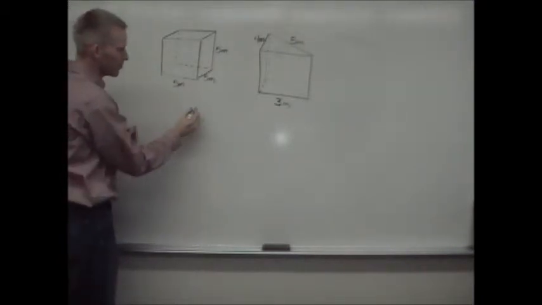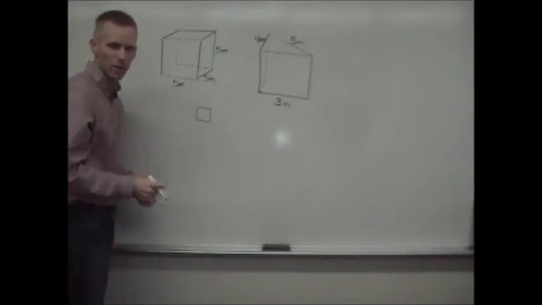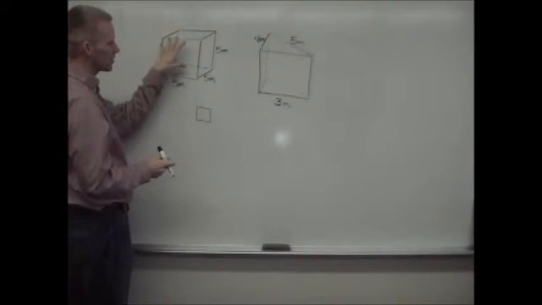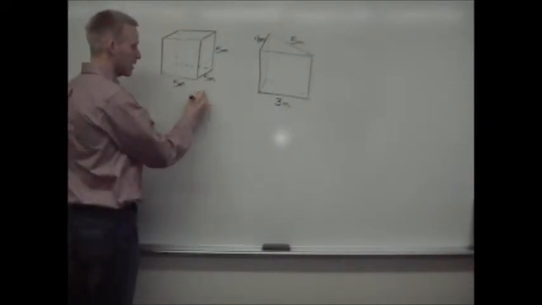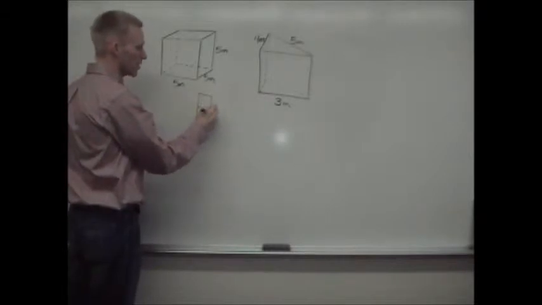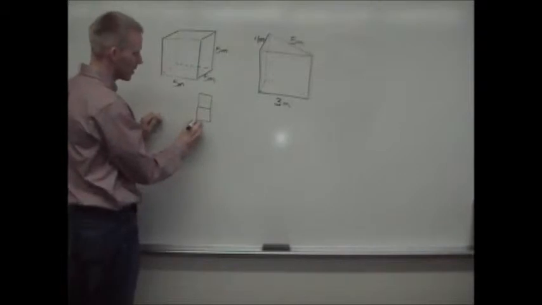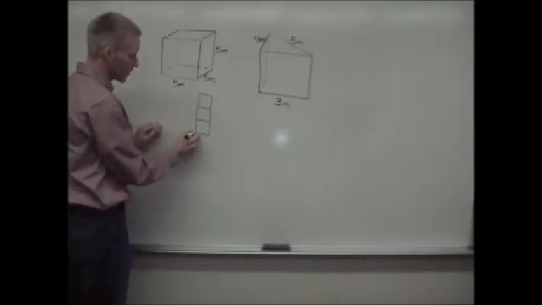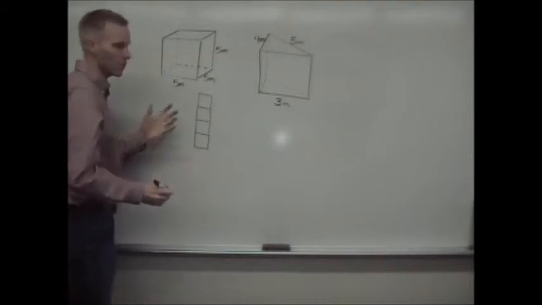I'll start with the front face. That front face is a square. Notice I'm not going to draw it to scale here. If I take this front face and see what's attached to it, I can think maybe the top is attached to it. That's another square. We can also say the front is also attached to the bottom, and that bottom is connected to the back. There's 4 of our sides.